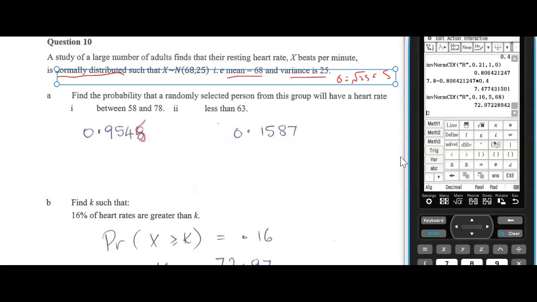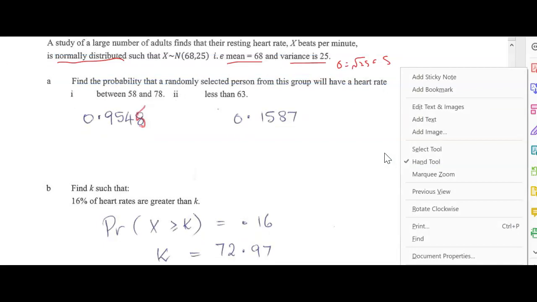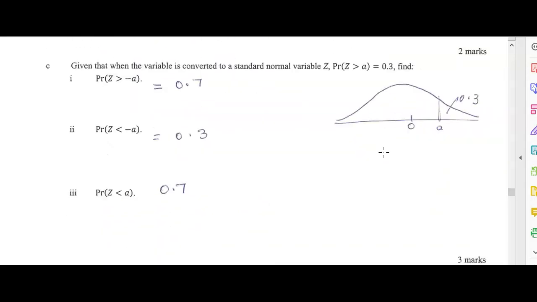All right, so there you can see 72.97 is your value of K. Question C: given that when the variable is converted to a standard normal variable Z, the probability that Z is greater than A is 0.3, find the probability that Z is greater than negative A. So this is just understanding the symmetrical relationship of a normal distribution.